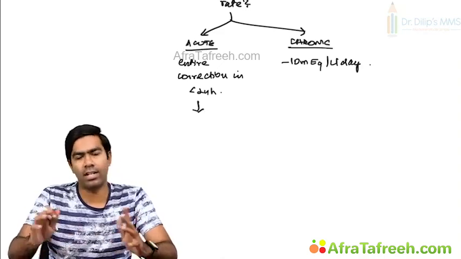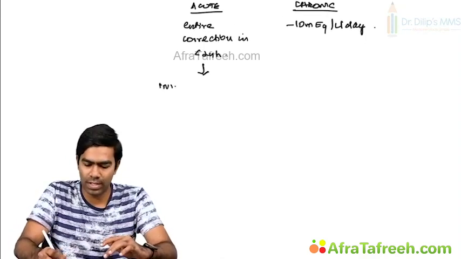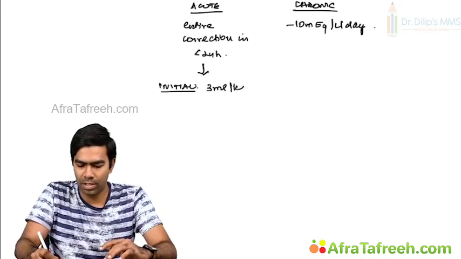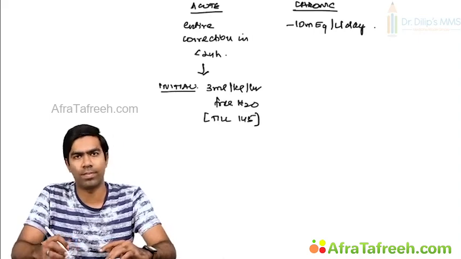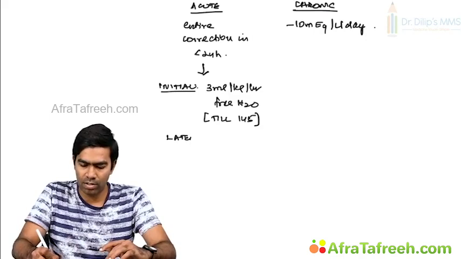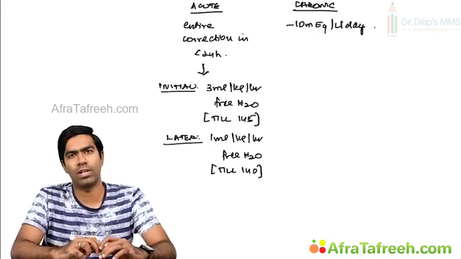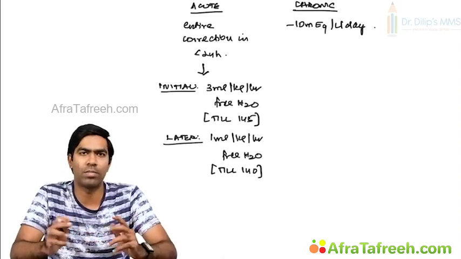So how will you correct this entire serum sodium within 24 hours? Usually what we'll do is, initially we will give 3 ml per kilogram per hour of free water. This is done till your sodium reaches 145. Then later on, we will give 1 ml per kilogram per hour of free water into the system. This is done till your sodium reaches 140. After that, you can stop or you can continue maintenance therapy if the patient is still not able to access water.